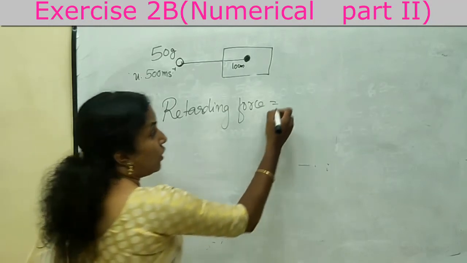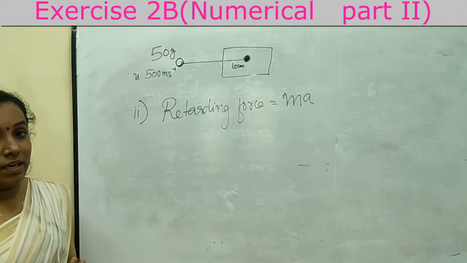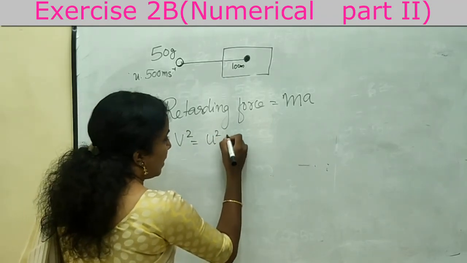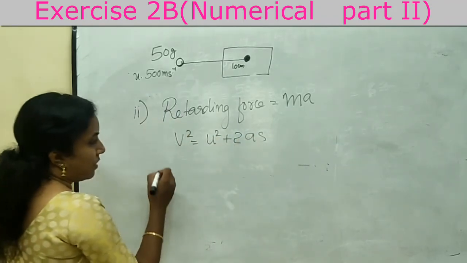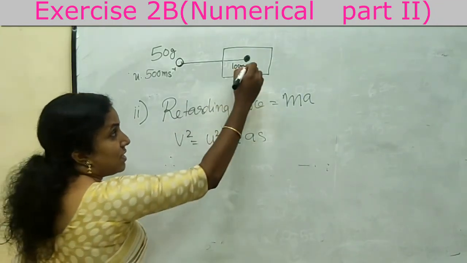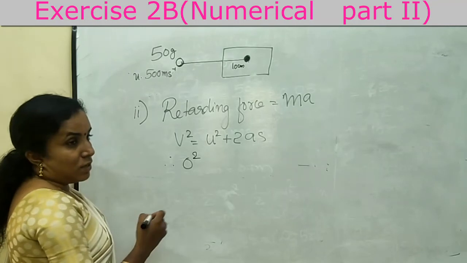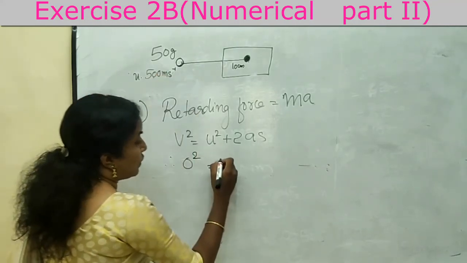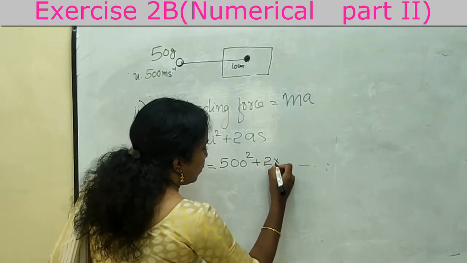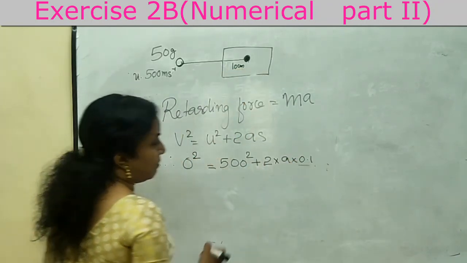Now in the second section, we want to find out the retarding force. Retarding force F is equal to ma. But we don't know the acceleration. It can be calculated from the equation v square is equal to u square plus 2as. Therefore, v is the final velocity. The body comes to rest after striking the target. So, final velocity is 0. 0 square is equal to, the initial velocity was 500, 500 square plus 2 into a into s. It is 10 centimeter or 0.1 meter.